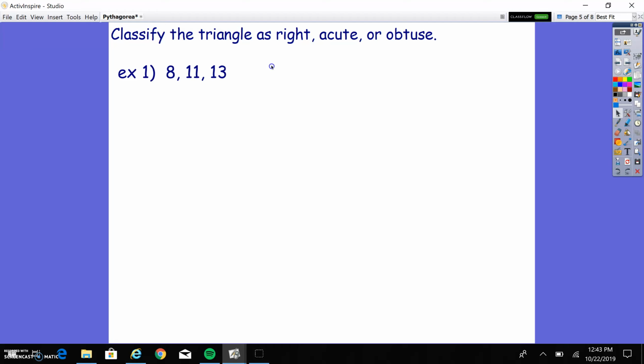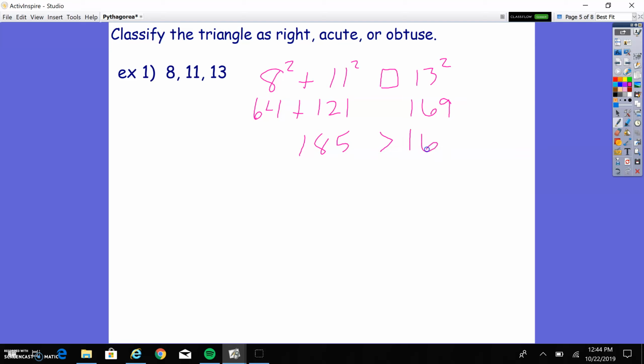So we're going to have 8 squared plus 11 squared, and then we don't know if it's greater than, less than, or equal to 13 squared. So 8 squared is 64, 11 squared is 121, 13 squared is 169. 64 and 121 makes 185, which is in fact greater than 169. So we have an acute triangle here.